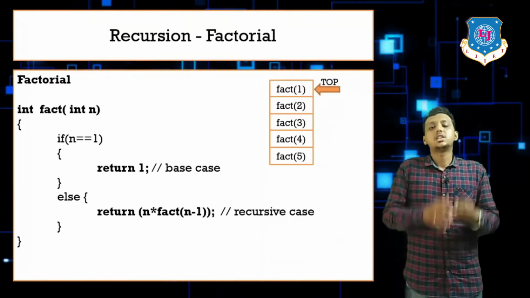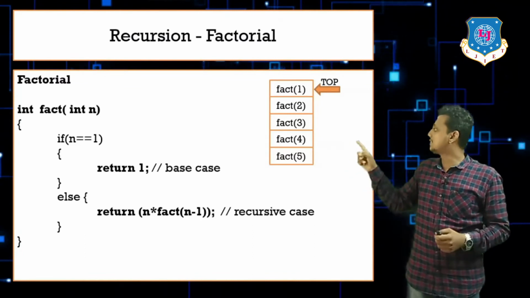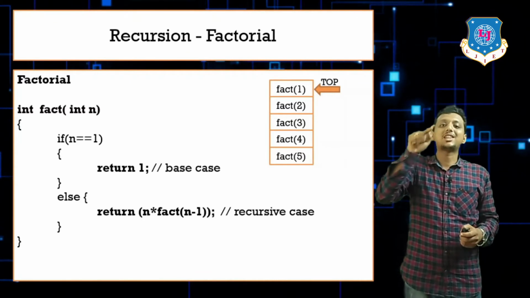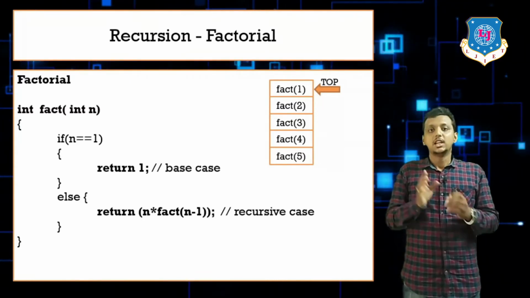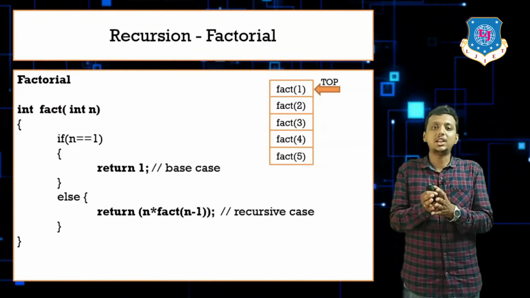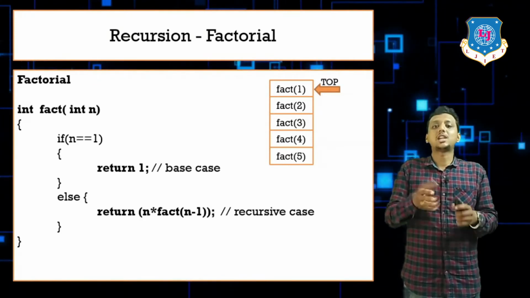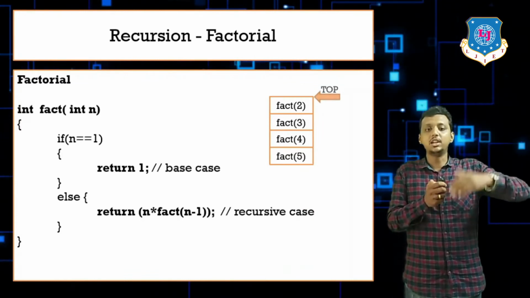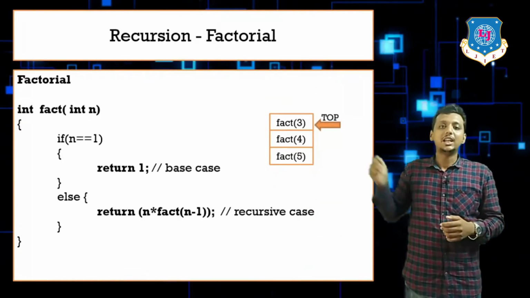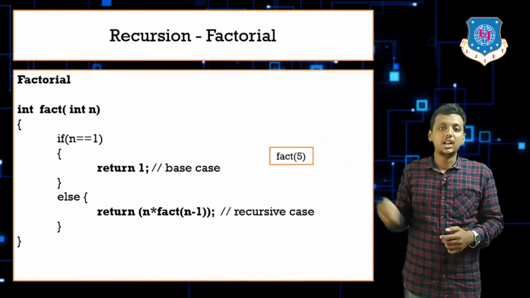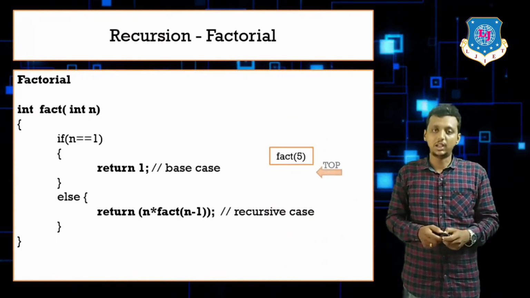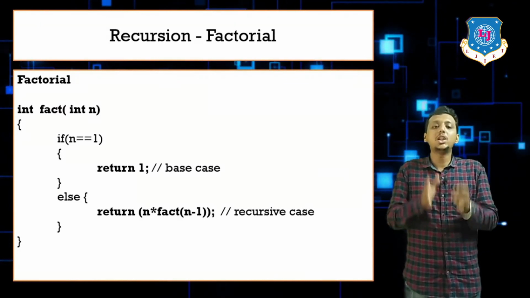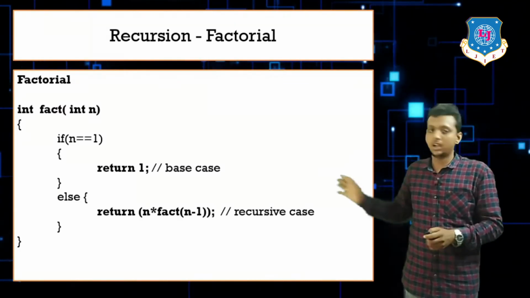Once you get fact of 1, n is equal to 1. So from this step, the stack starts the pop operation. As the recursive function calling itself is completed, the stack starts popping and merging the answers. So first we get 1, then 2, then 3, then 4, and then fact of 5, and you will get the final answer, which is 120. So such like this your whole recursive factorial function works.